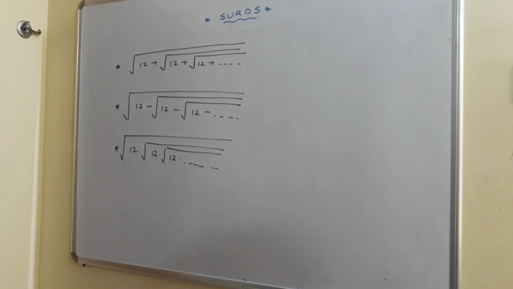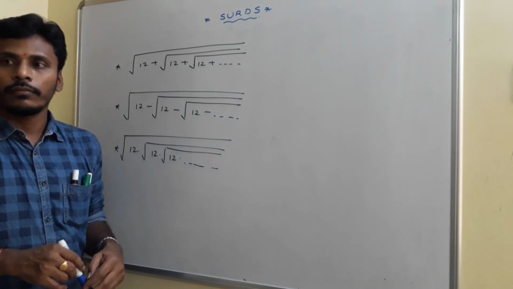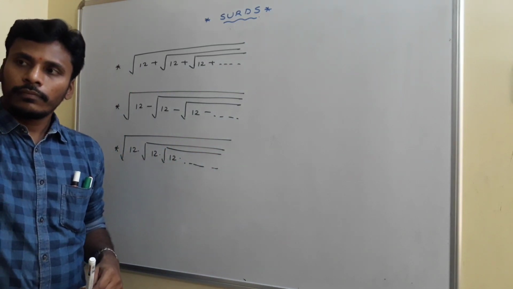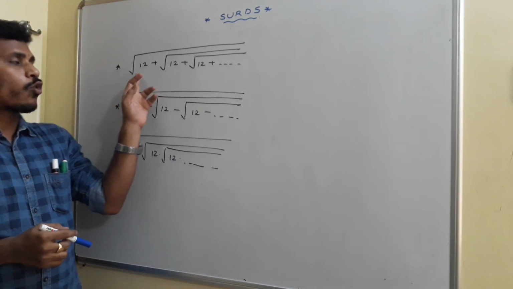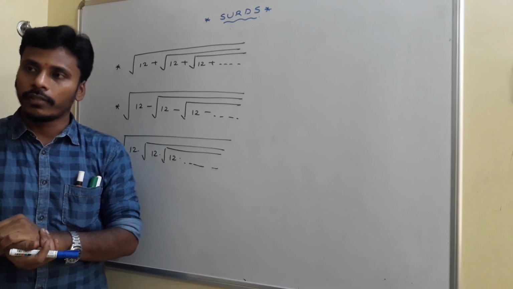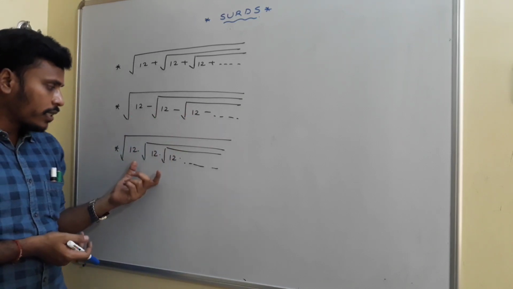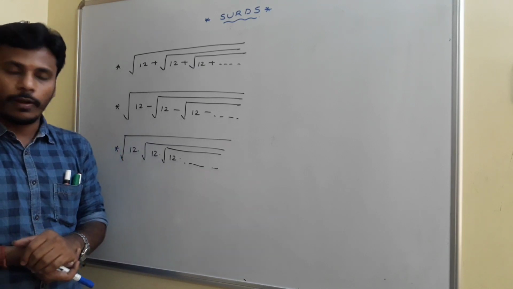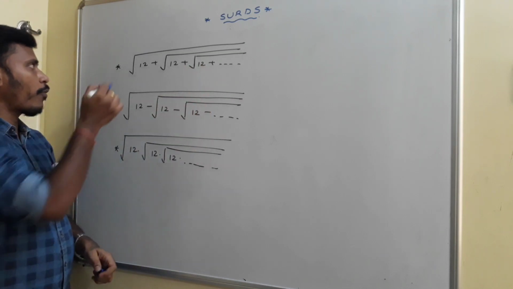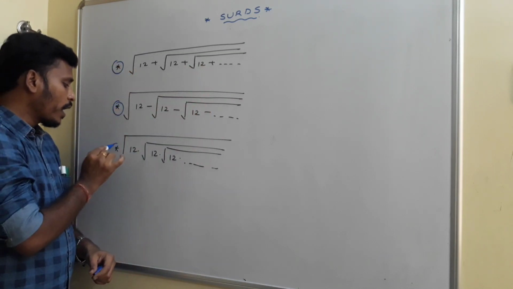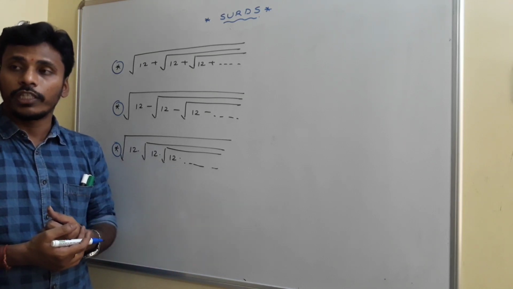Look at the problems. For my convenience, I took 12 as the number here. This is square root of 12 plus square root of 12 plus square root of 12 plus and so on. And this is square root of 12 minus square root of 12 minus and so on. And this is square root of 12 into square root of 12 and so on. How many square roots and 12s are here? These are three different problems and we need to find the simplified values. In each and every problem, there are an infinite number of square roots with 12s.